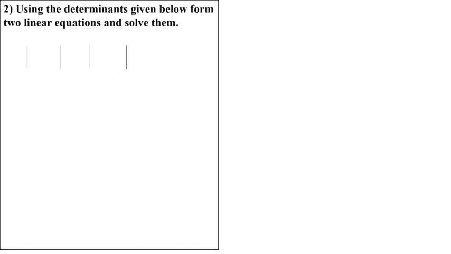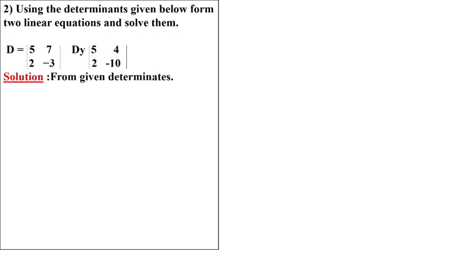Now question number 2 is given. Using the determinants given below, form two linear equations and solve them. The determinants are given: D is 5, 2, 7, minus 3. Dy is 5, 2, 4, minus 10. Solution from the given determinants: A1 value is 5, A2 value is 2, B1 value is 7, B2 value is minus 3, C1 value is 4 and C2 value is minus 10.